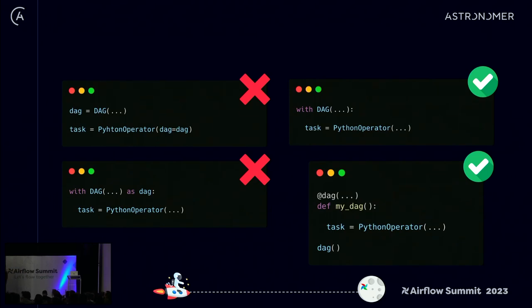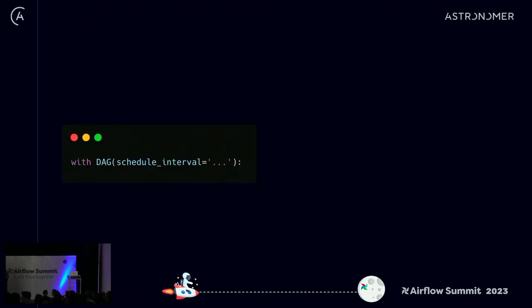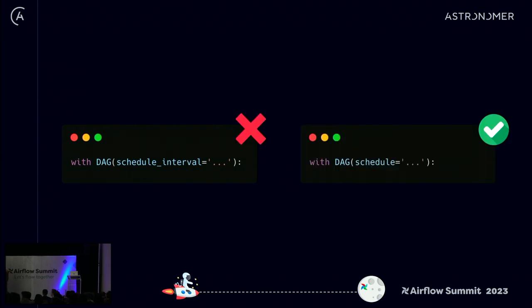Something else is the schedule interval. The schedule interval doesn't exist anymore. It's schedule. Impressive, right? Why is it schedule? Well, that's because there are four ways of scheduling your data pipelines in Airflow. And one way is not time-related. But let's begin with the first three ways.